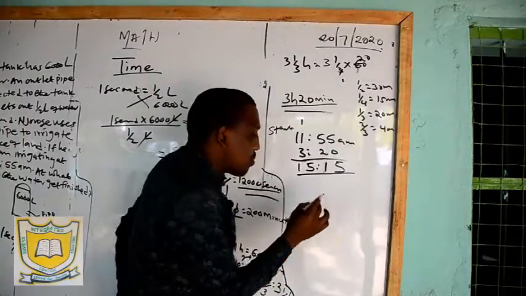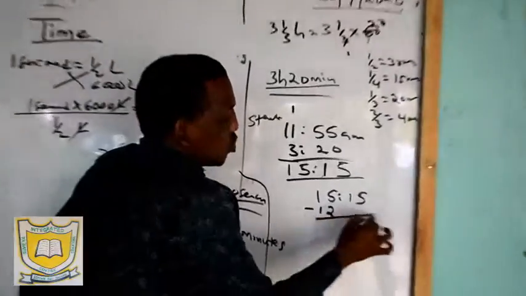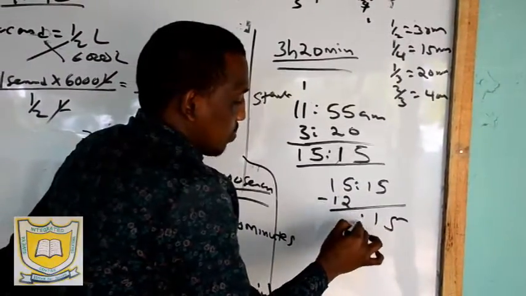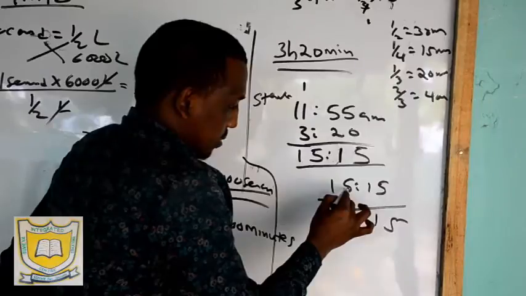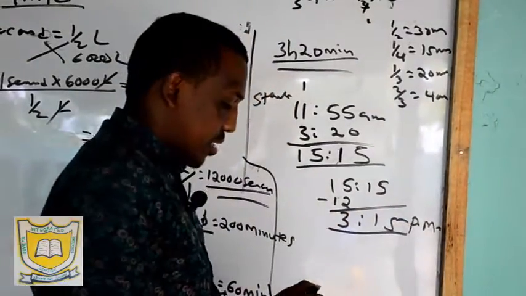15:15, let us change to PM now. 15:15 minus 12 hours. So it will become 3:15 PM. That is 3:15 PM.